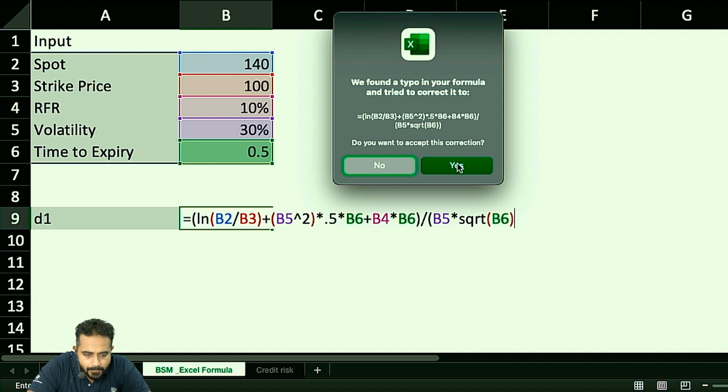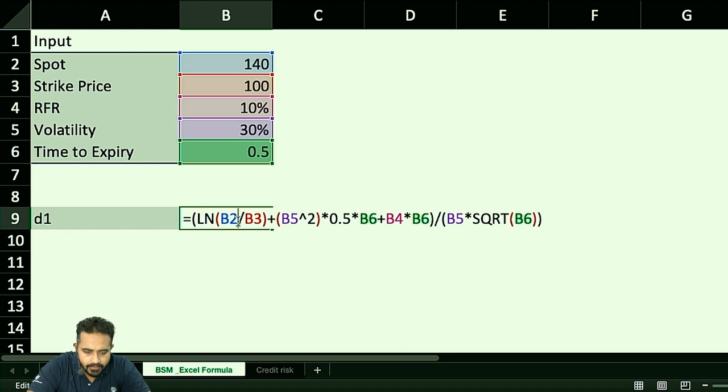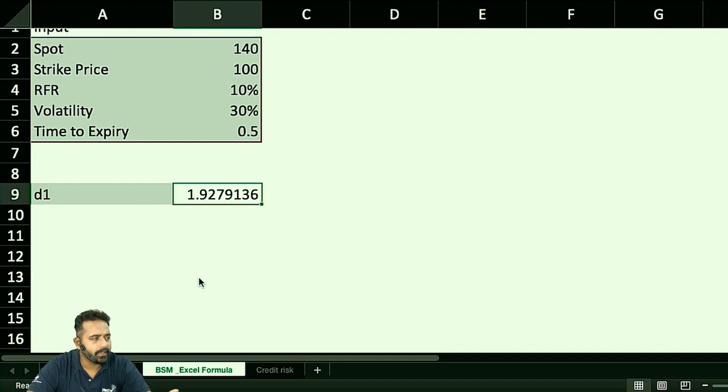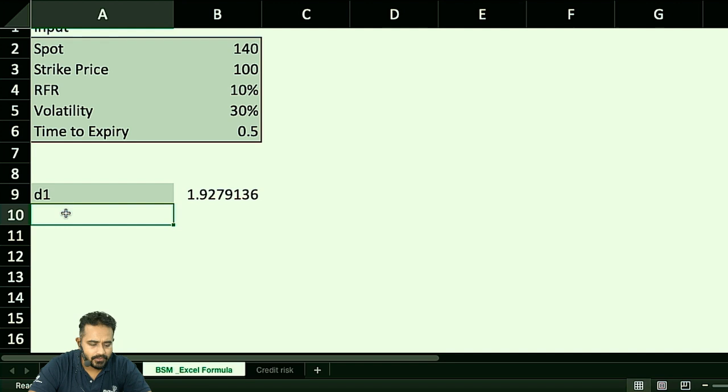Yeah, 1.92. Yeah, okay, there was a bracket error there. Is that matching with the number that we calculated? Yes, we got 1.9279. This is 1.9279. All right, so good news. D1 is out of our way. We're comfortable with this. Let's do one more number actually. Let's do something called a negative D1, and I'll show you where this would be put to use, but right now we'll just call it a negative D1.